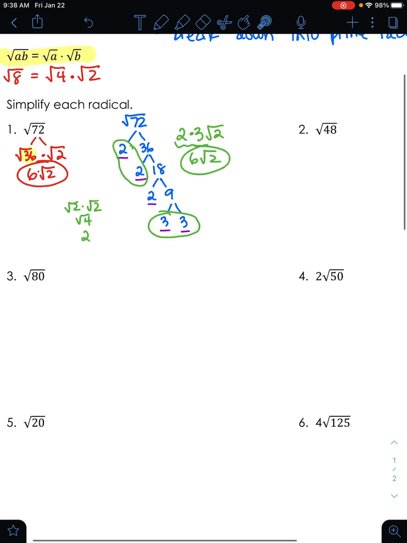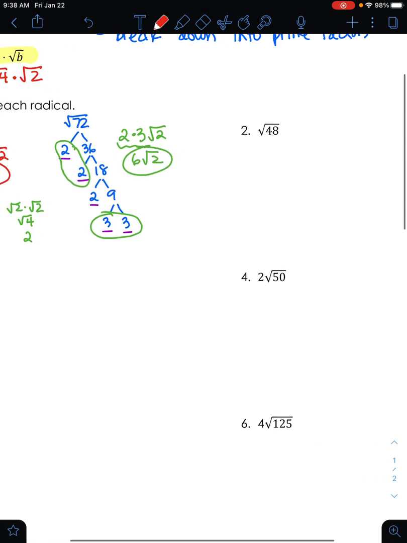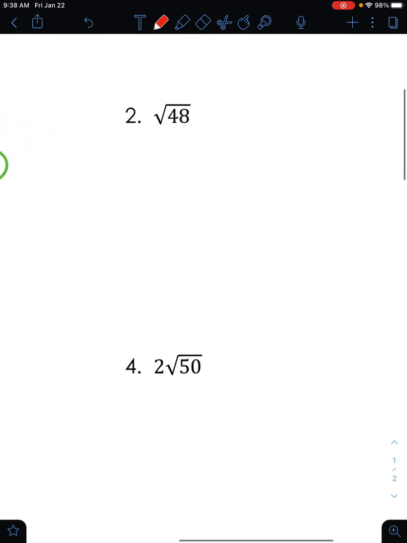Let me go through both methods for several problems, and honestly, you just pick which method you like. Perfect squares: if I start out with 48 divided by 2, I get 24. 24 is not a perfect square. 48 divided by 3 is 16. 16 is a perfect square.